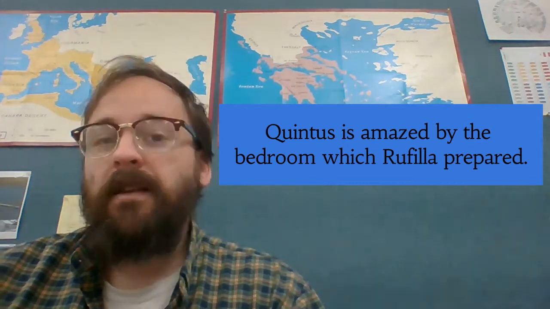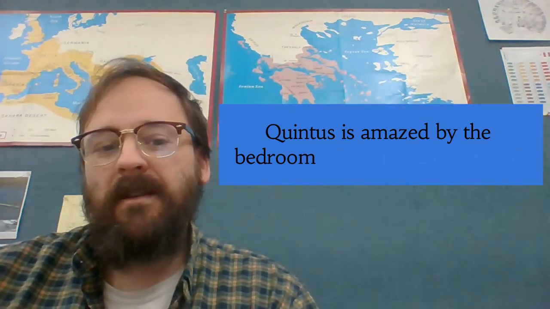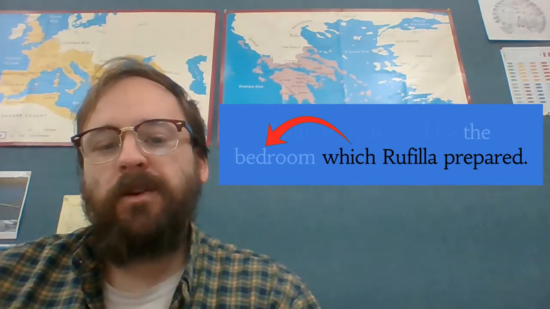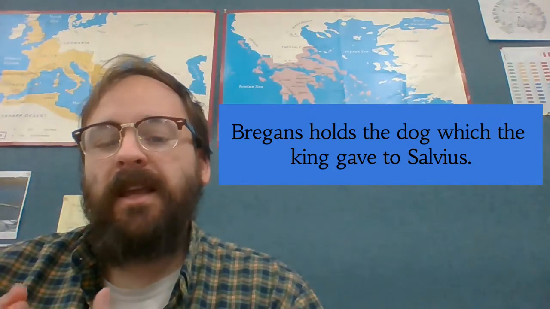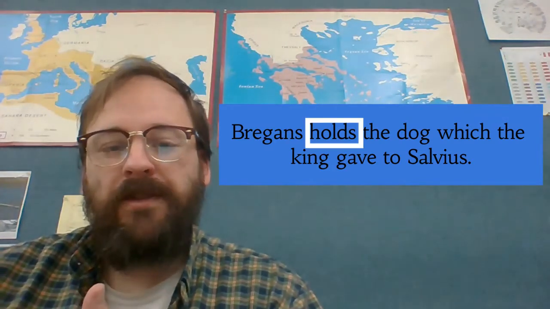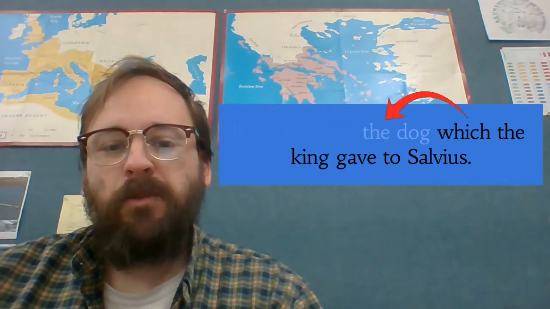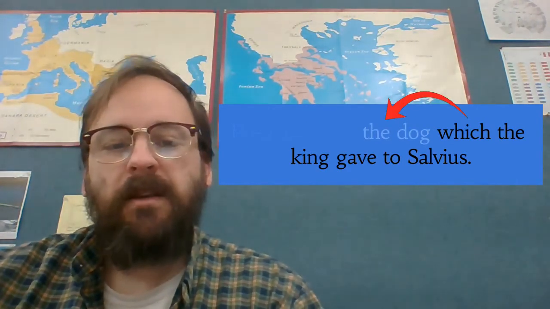What's the main idea? It's that Quintus is amazed. He's amazed by the room which Rufula prepared. That's my subordinate clause, which Rufula prepared. Bregenz holds the dog, which the king gave to Salvius. Holds, gave. Bregenz holds the dog. We have some more information, which the king gave to Salvius.